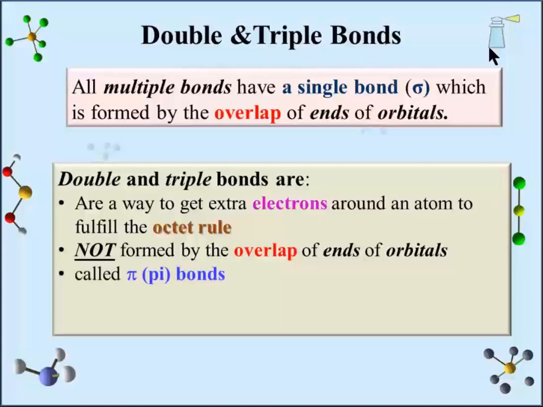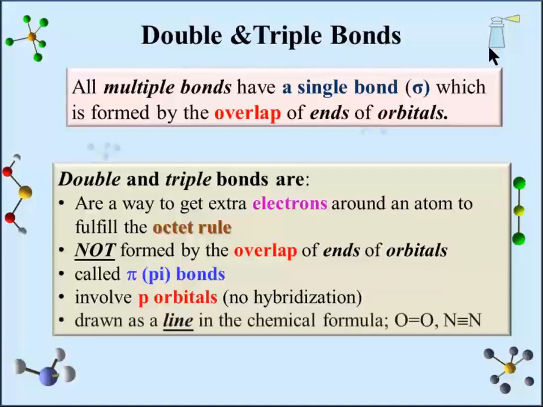Double and triple bonds are called pi bonds. Sigma bonds involve the overlap of ends of orbitals. Pi bonds do not. Double and triple bonds involve p orbitals. There is no hybridization, and that's a topic we'll cover later in this lecture. When they are drawn in a chemical formula, the double and triple bond are shown as lines in the same manner as the single bond.